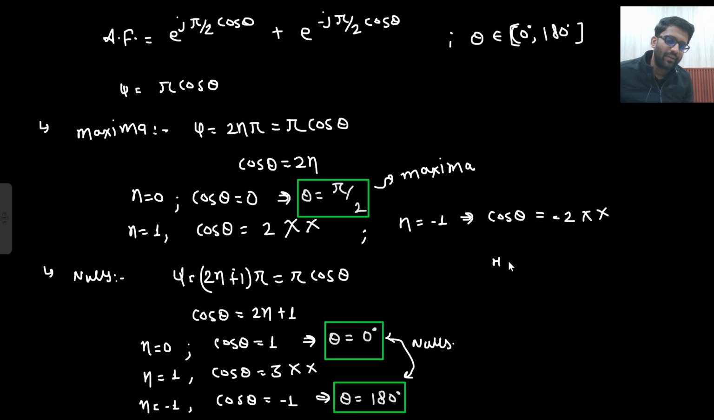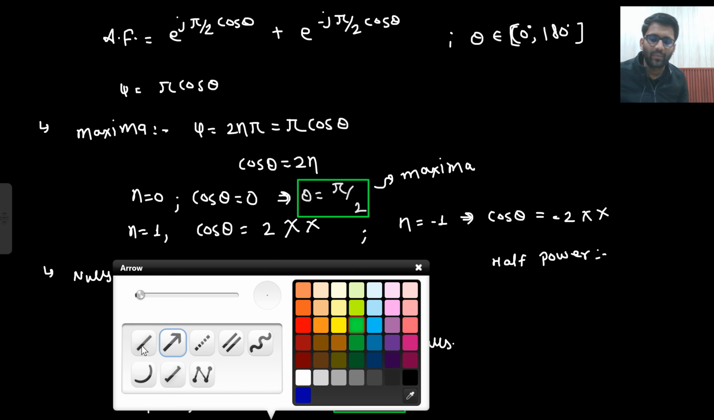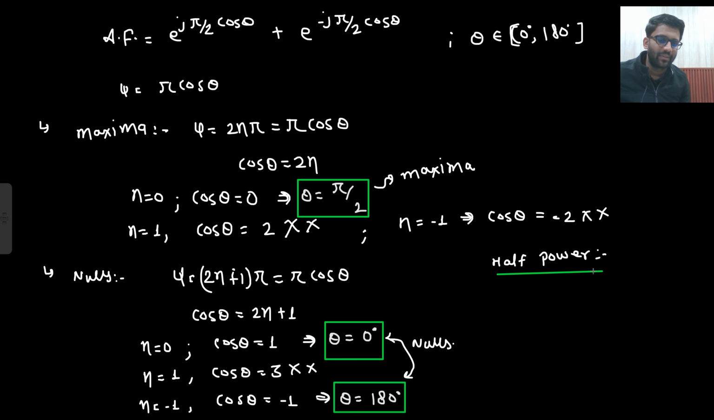Half power point. Half power. If you want to find, then you can find. Otherwise, using the position of nulls and the position of maxima as well, you can draw the pattern, right? But let's find out the position of half power as well, because they can ask this in the examination sometimes.